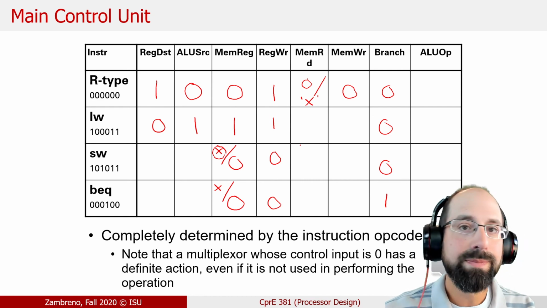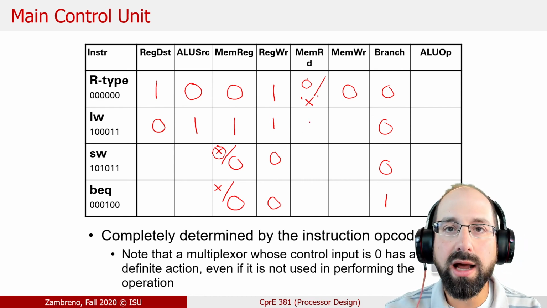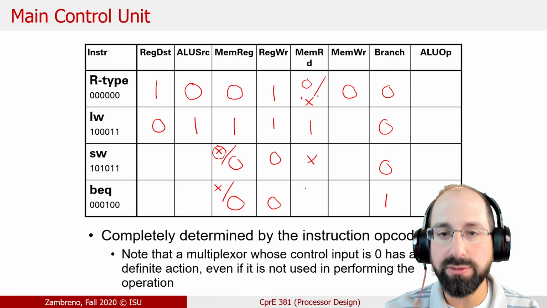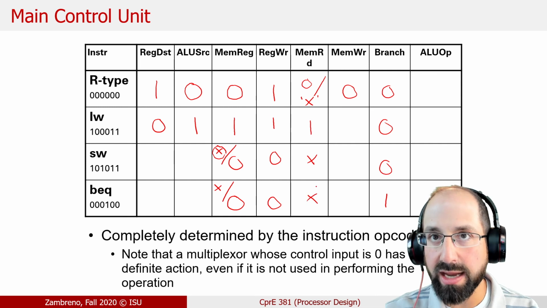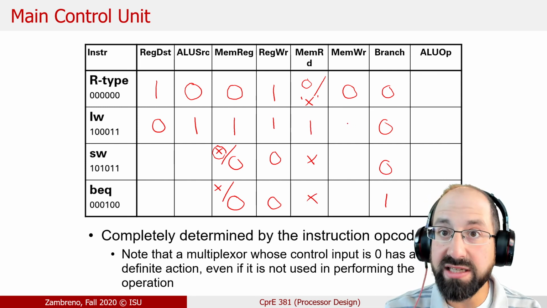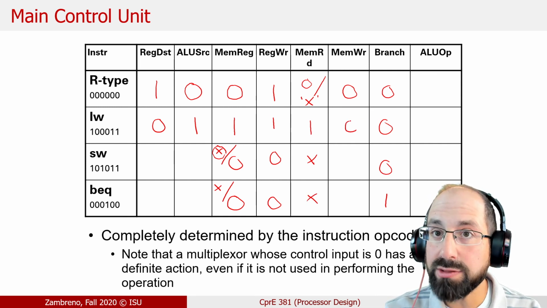Memory read, certainly that's going to be our one case here. And for the others, I think the argument can be made it's also kind of a don't care condition. Memory write, we definitely do care. We only want to write to our memory when the instruction requires it.